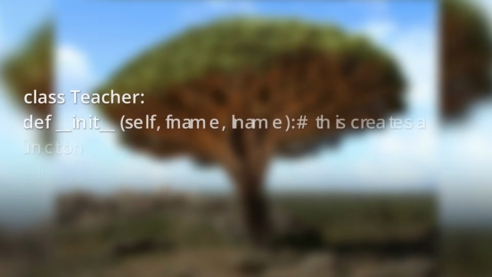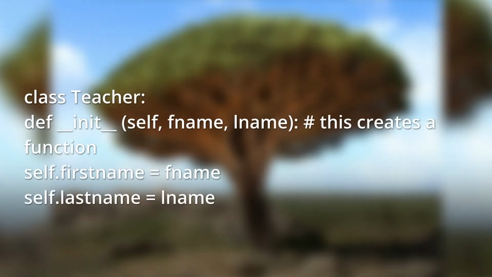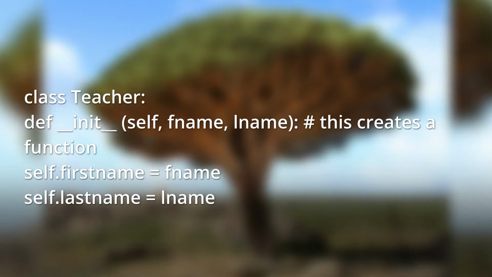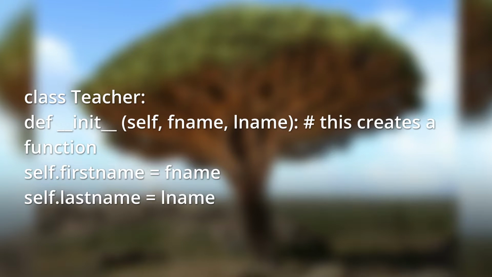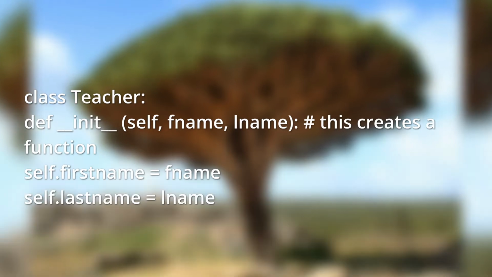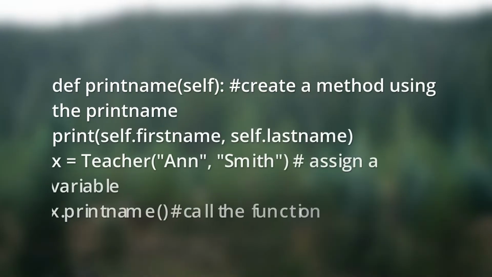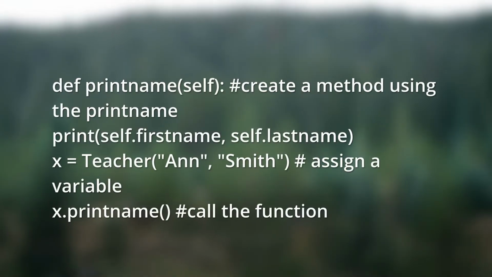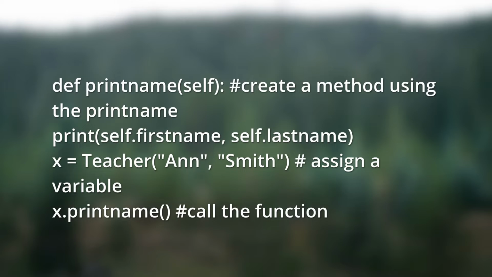Class teacher, def __init__(self, fname, lname). This creates a function: self.firstname equals fname, self.lastname equals lname. Def printname(self). This creates a method using the printName. Print(self.firstname, self.lastname).